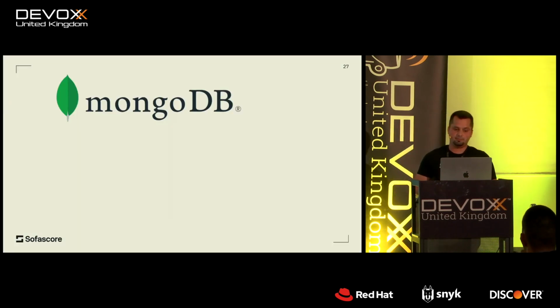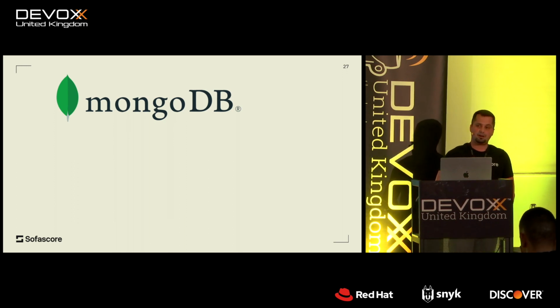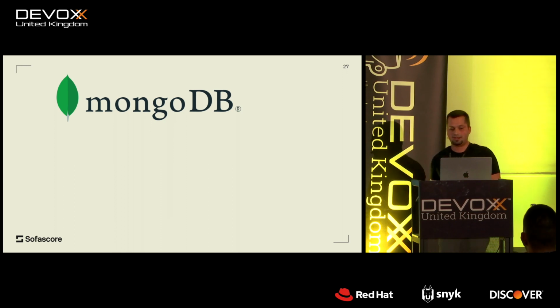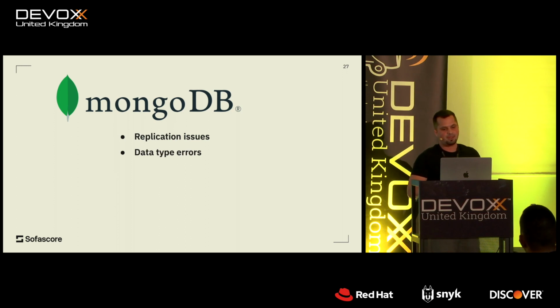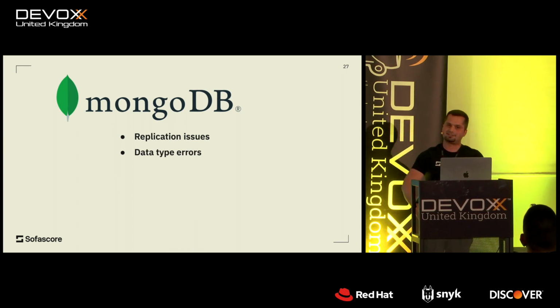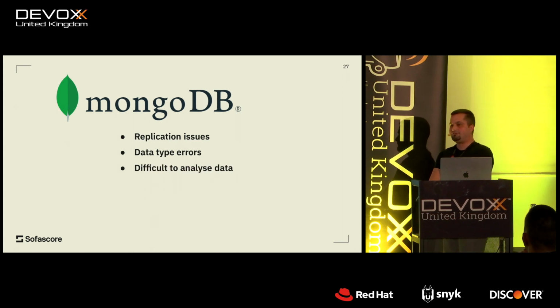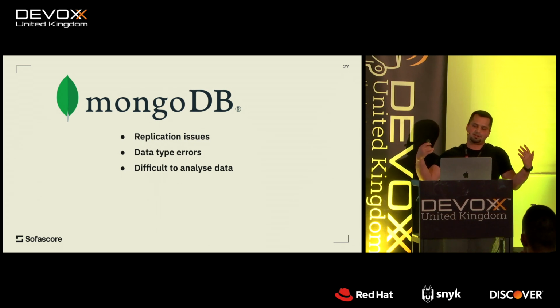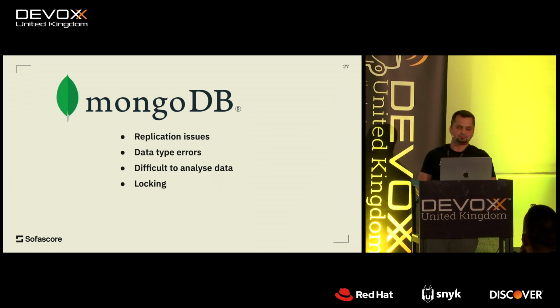Going back to MongoDB, it was going great until it wasn't. And you find that out in production when users are online and when it's difficult to fix those. So we had replication issues. We had data type issues where a 4-byte integer is not the same as an 8-byte integer, which you do not know until you see it in production and stuff like that. It was difficult to analyze data, which was a big minus for us because that's what we do. We analyze data to show to the users.